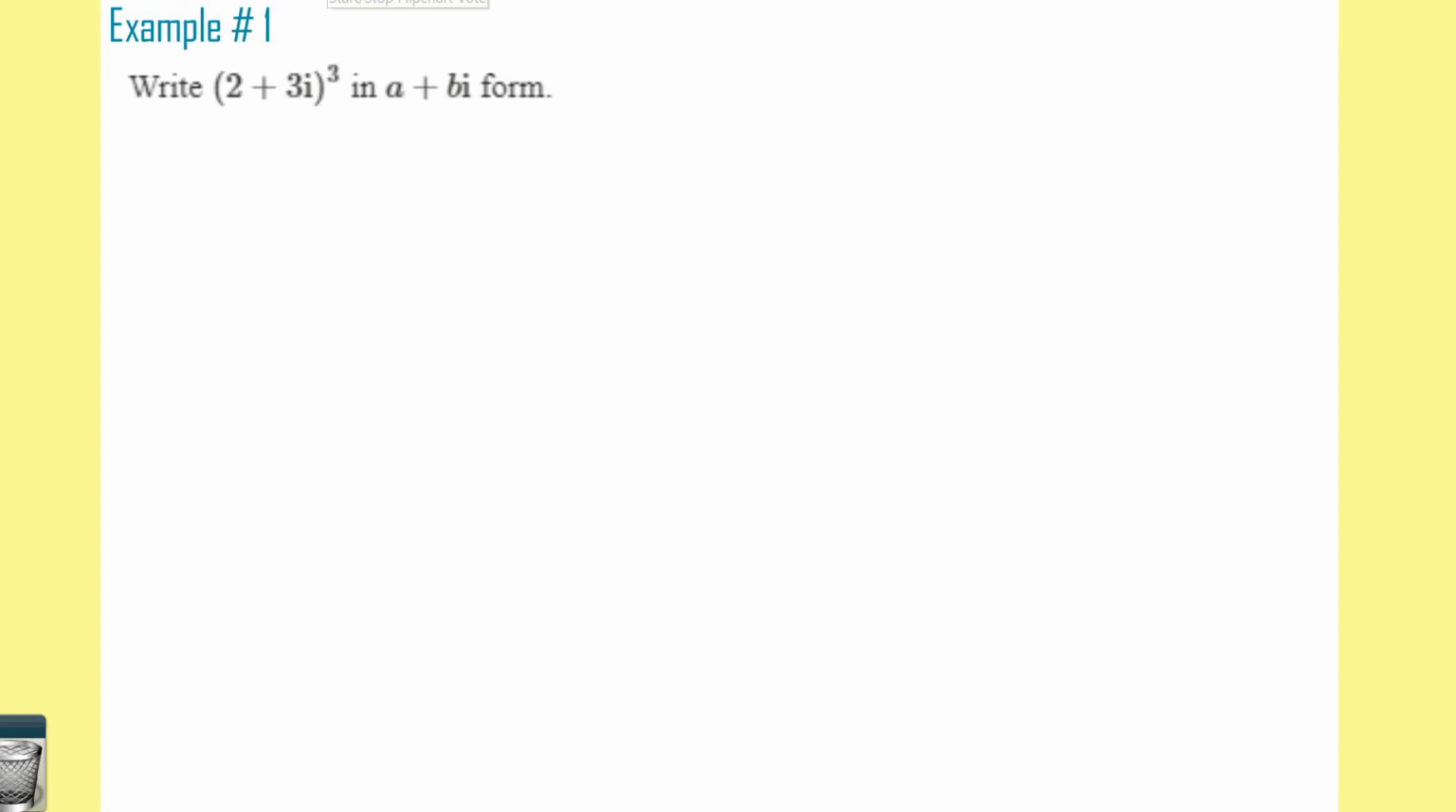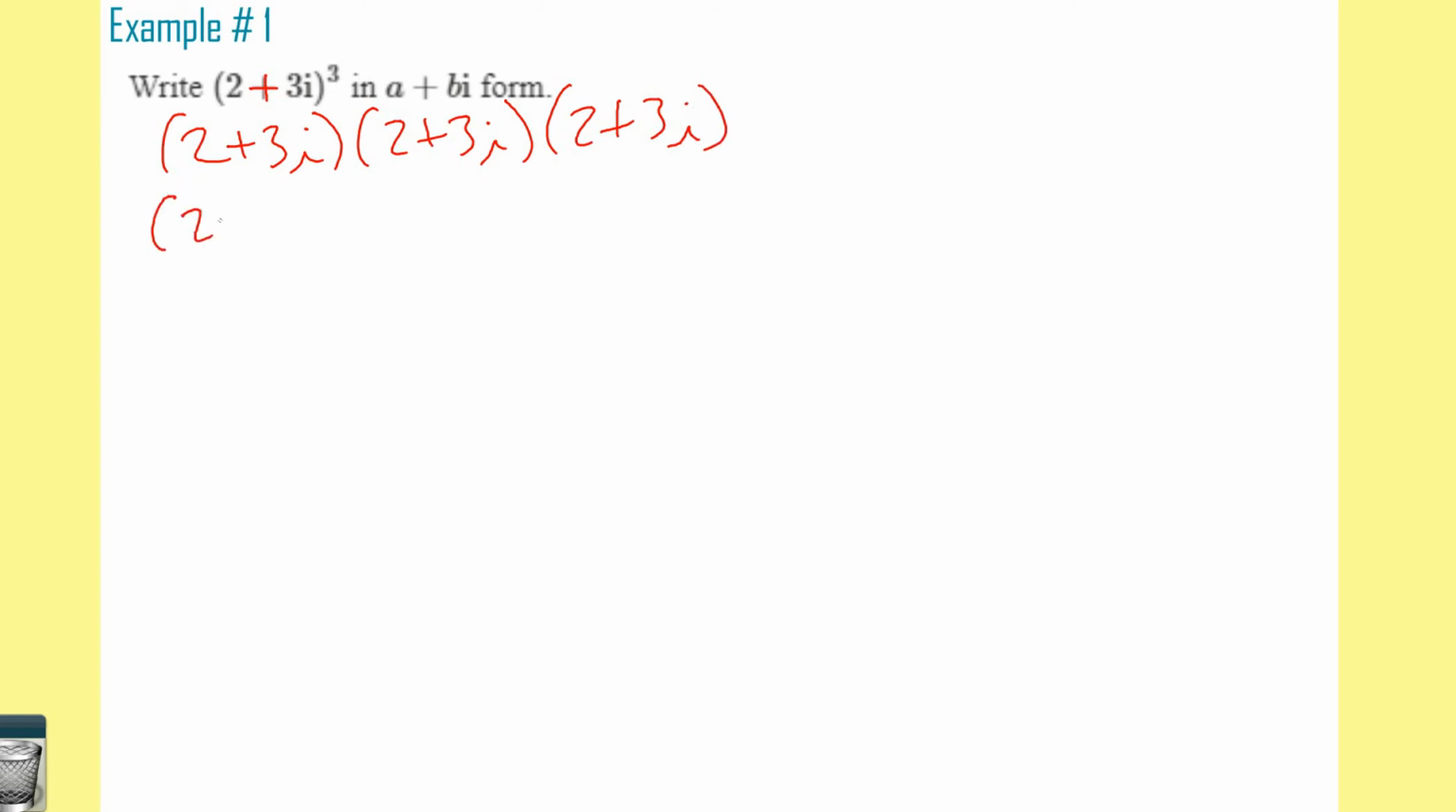Okay, so here we want to write (2 + 3i) cubed in a + bi form. We do not just distribute that cubed because this is a plus sign and we know better. So we can do (2 + 3i) times (2 + 3i) times (2 + 3i). All right, so we FOIL things out. We get 4, 6 plus 12i, minus 9, because we get the i squared.